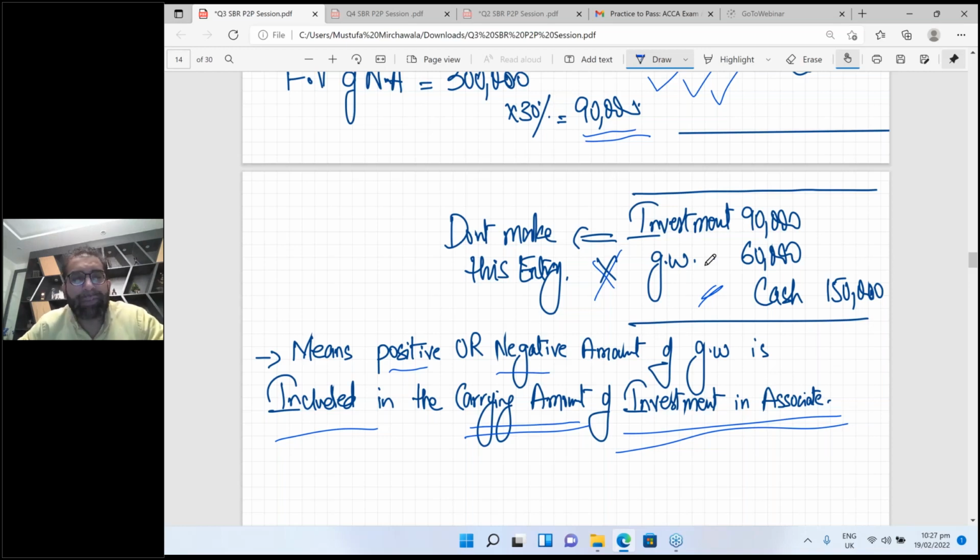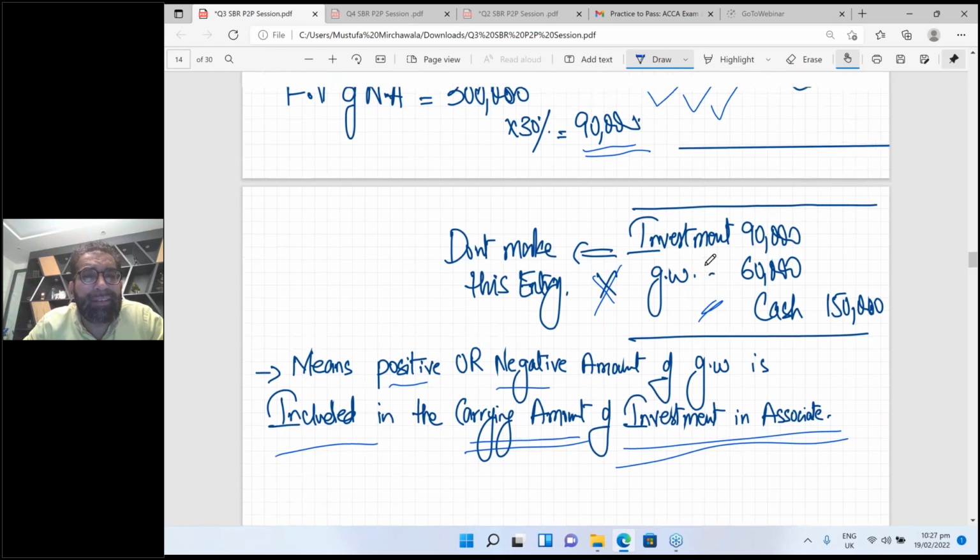And for your information, if you are active, you remember this same treatment is in IFRS 3 consolidation. Whenever you get a gain on bargain purchase, you book it in P&L. And whenever you get positive goodwill, you record it as an asset. Here the same is the case, except you included it in investment.